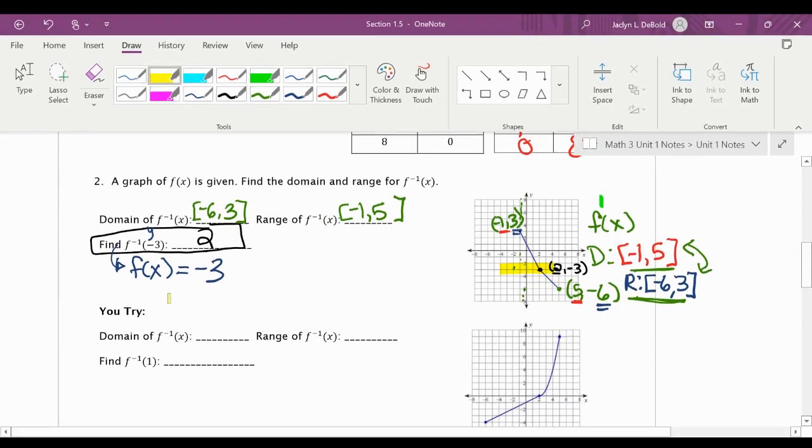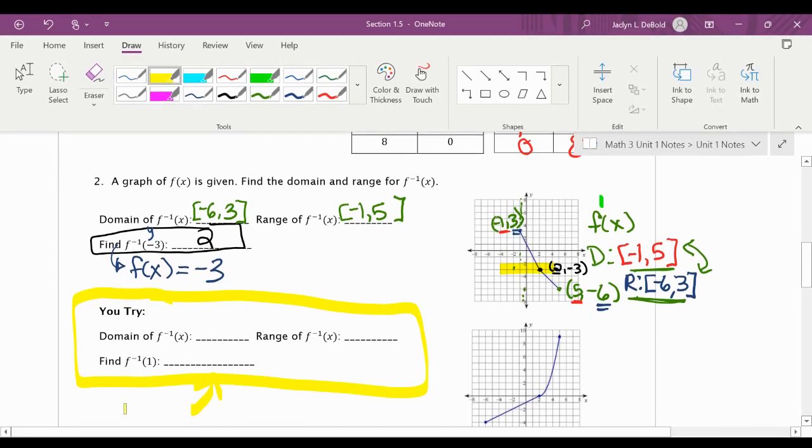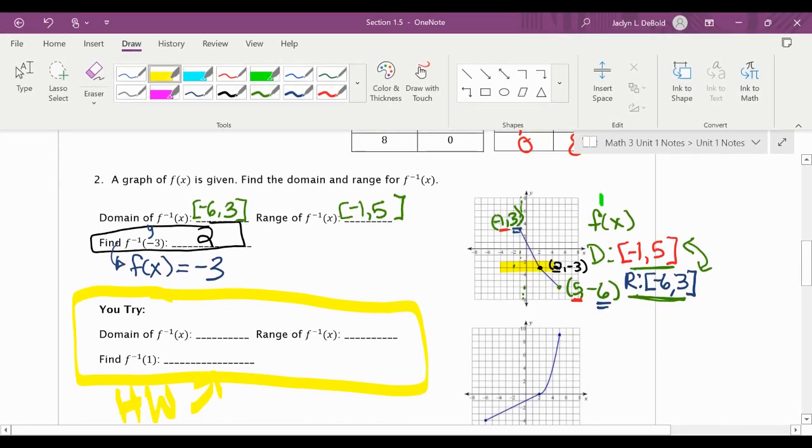For the U-tries, again, that's your assignment. You want to make sure that you complete that. We'll check that in the following class.